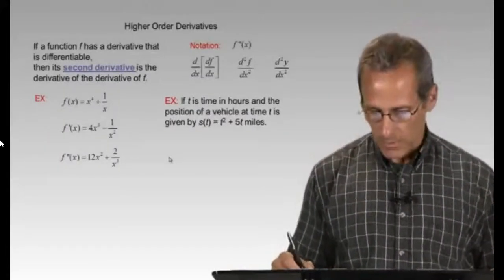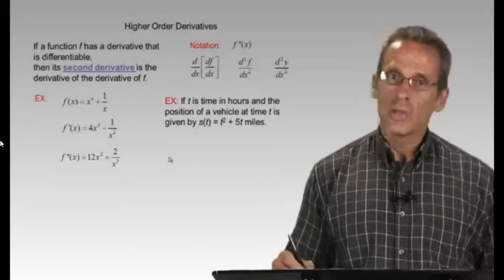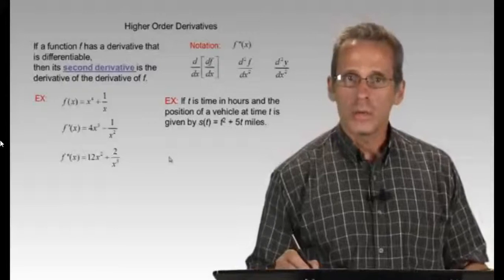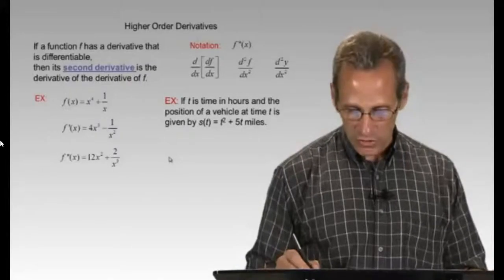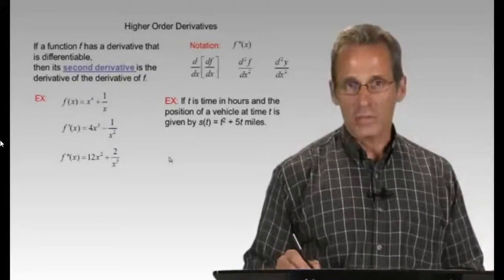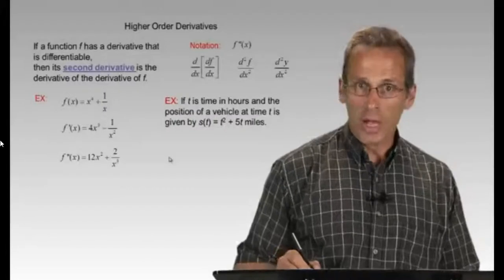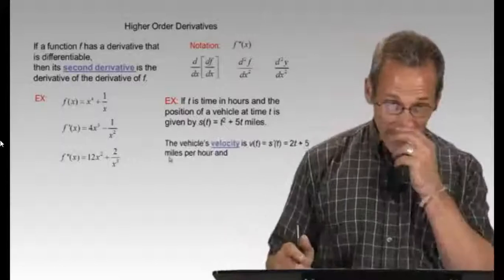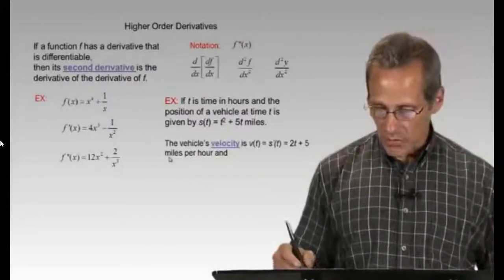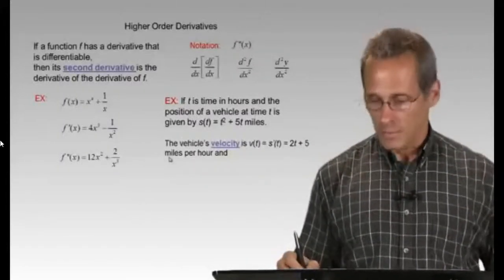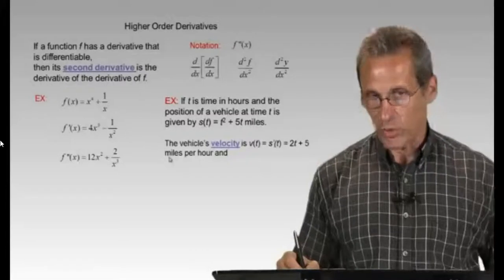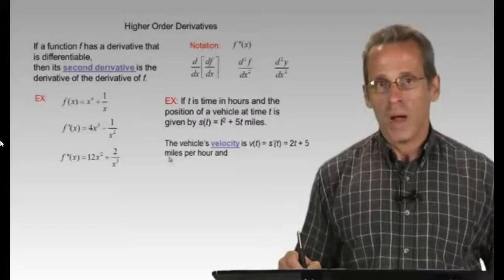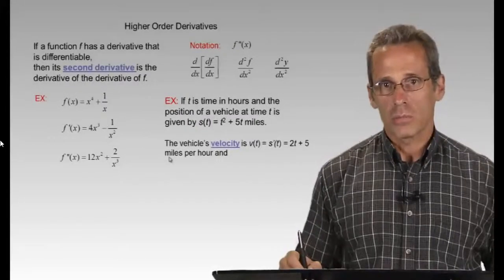But before we continue differentiating, let us put a spin on this in terms of a position function. If t is time in hours, and the position of a vehicle at a certain time t is given by the function s of t is equal to t squared plus 5t, where s is in terms of how many miles have gone by after t hours, then the first derivative is going to represent the vehicle's velocity. And if we differentiate t squared plus 5t, we end up with 2t plus 5. The units, miles per hour.